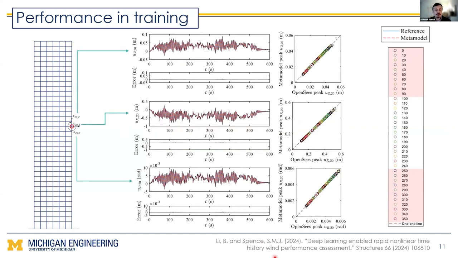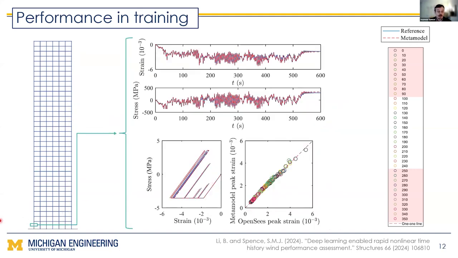You can go ahead and look at a different node. Once again, reference in blue. Dash red line is the metamodel. This is just a generic stochastic input, and we're predicting the stochastic output. And we're getting, once again, really good predictions in horizontal, vertical, and rotations. All of these outputs are simultaneously available.